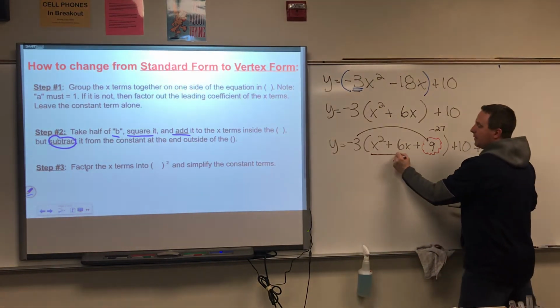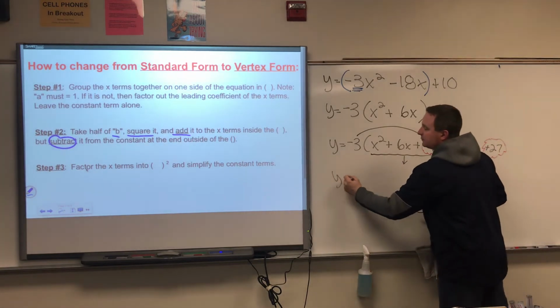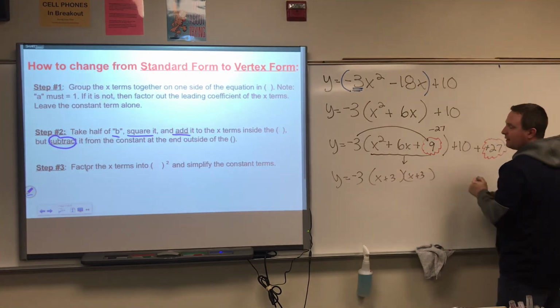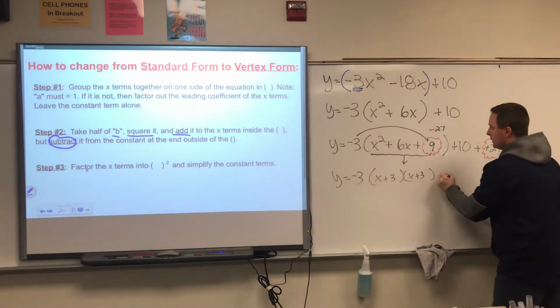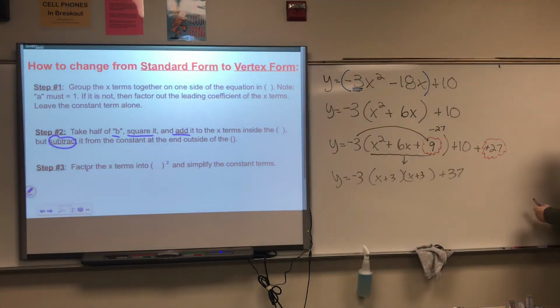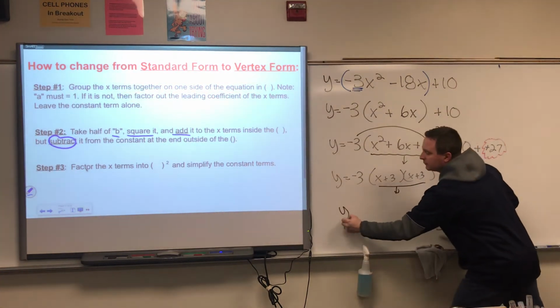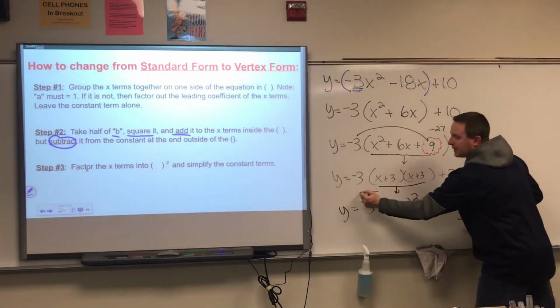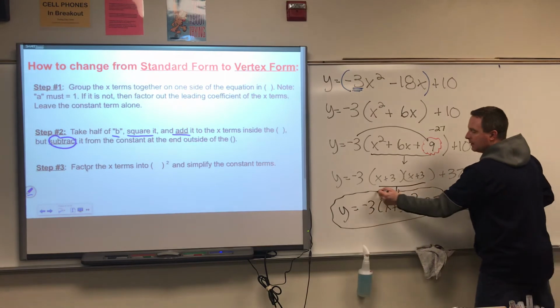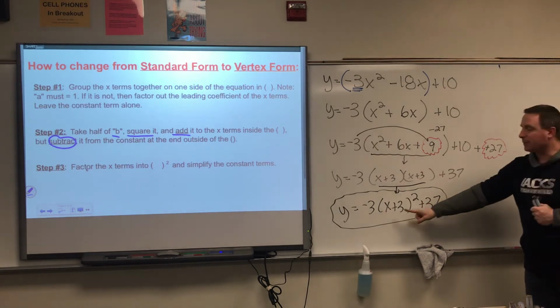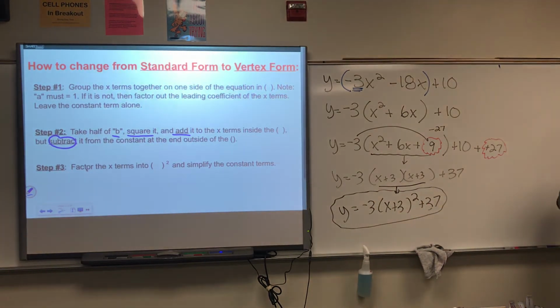The last thing we did here is we factored this into x and x, plus 3 and plus 3. 3 and 3 get me 6. 10 plus 27 is 37. And once again, because these two are the same thing, I can write it as x plus 3 squared plus 37. And there's my vertex form. If you look carefully, the vertex would be at negative 3, positive 37. So that's going from standard form to vertex form.